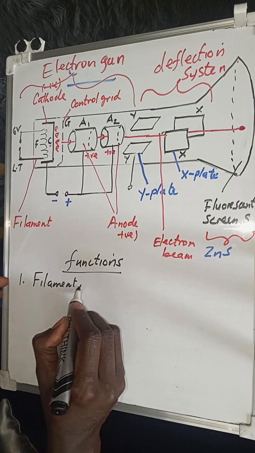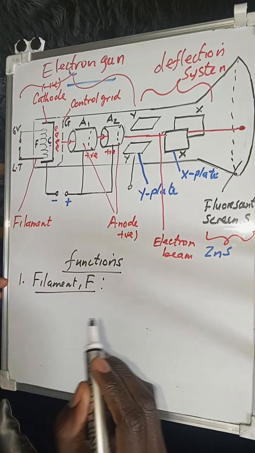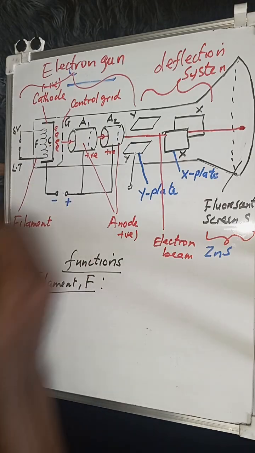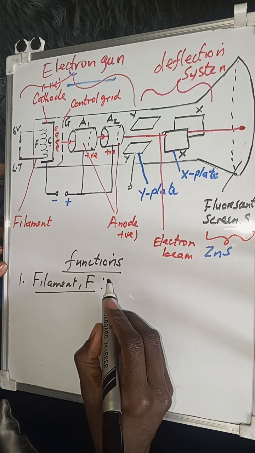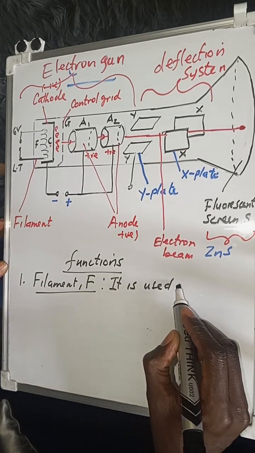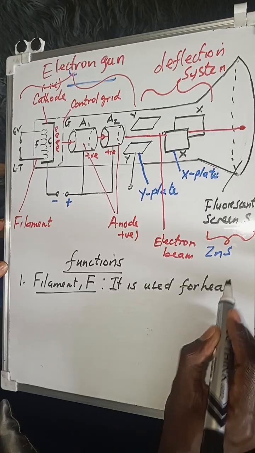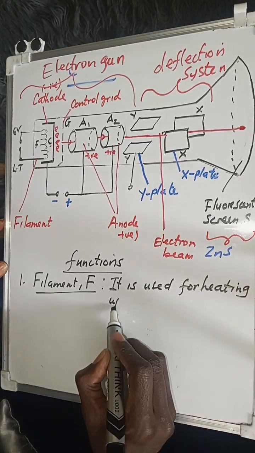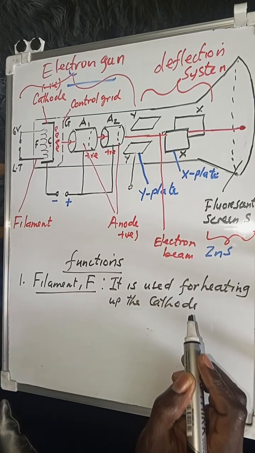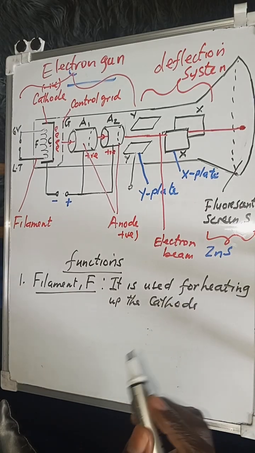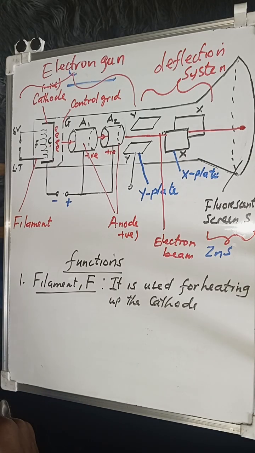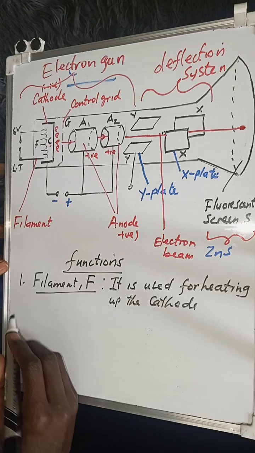So the filament F, what does the filament do? It is used for heating up the cathode. Remember, when a small current passes through it, it is going to be used for heating up the cathode. So that is basically what is going to happen.